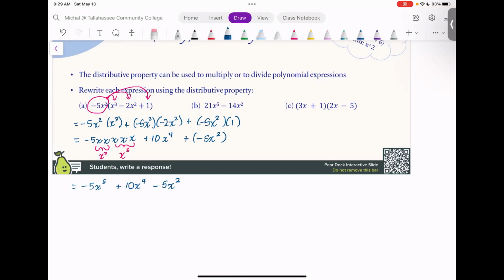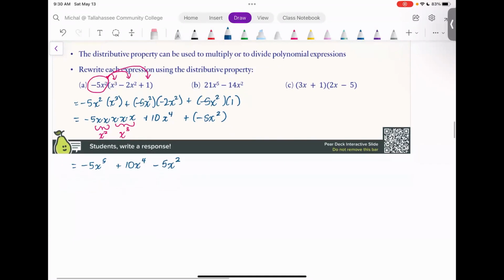I go through and check the exponents of each of these terms. The first term is negative 5x to the power of 5. The second term is 10x to the power of 4. And the third term is negative 5x squared. None of those have the exact same variable with the exact same exponents, so I cannot further simplify this, and this is my answer. I'm going to bring this work down so that I have room to show part B.